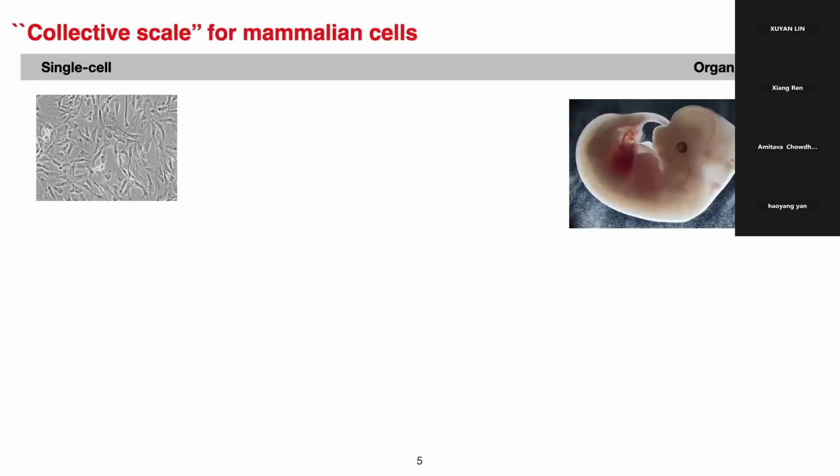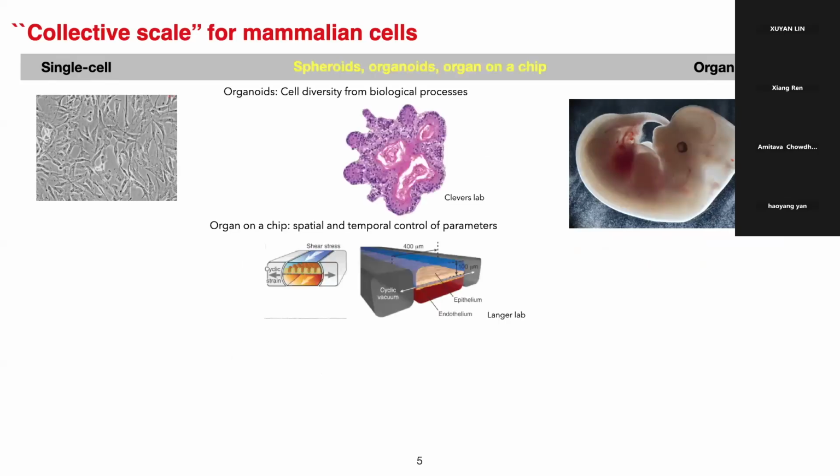If we go to the mammalian cell world, again, this distance is extremely large between individual cells and organisms. And between the two is a very, very important and hot topic of microphysiological systems like organoids and spheroids and everything that is being built around those. And so there have been very important technological and fundamental developments to bridge these scales.